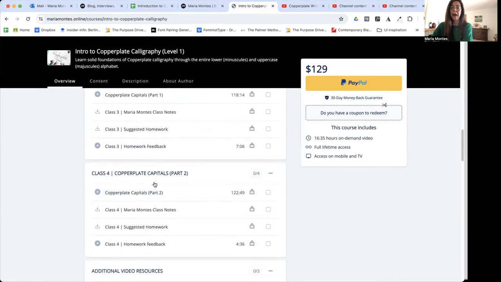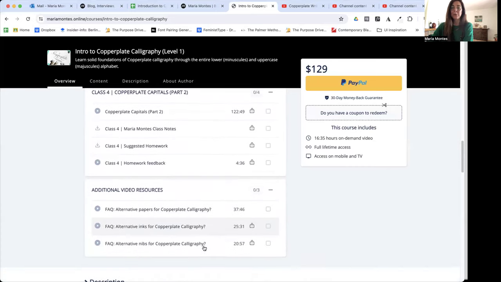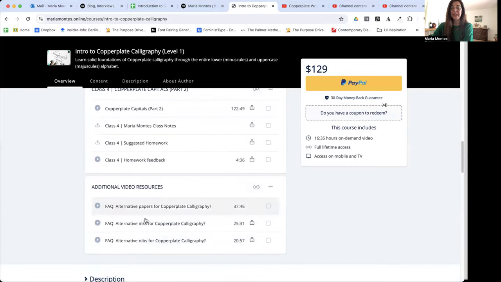And the second half of copperplate capitals, where I summarize the main movements and the main components of simpler copperplate capitals, access to another lesson of 2 hours, class notes, homework, and homework feedback. So with that, this course finishes with 3 additional videos, which are alternative papers, alternative nibs, and alternative inks for copperplate calligraphy.